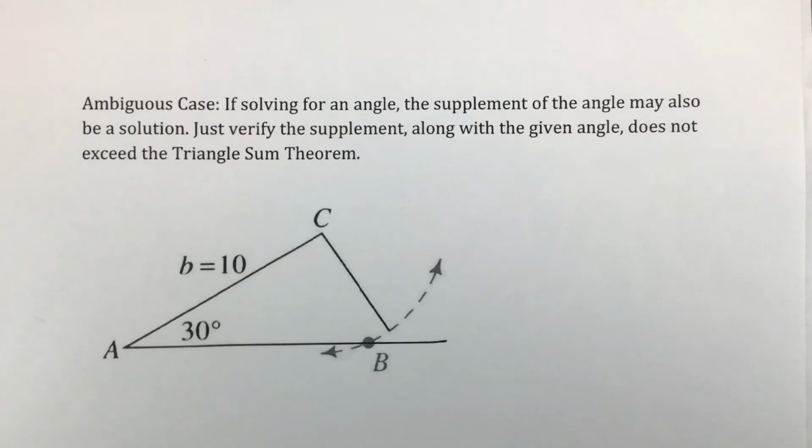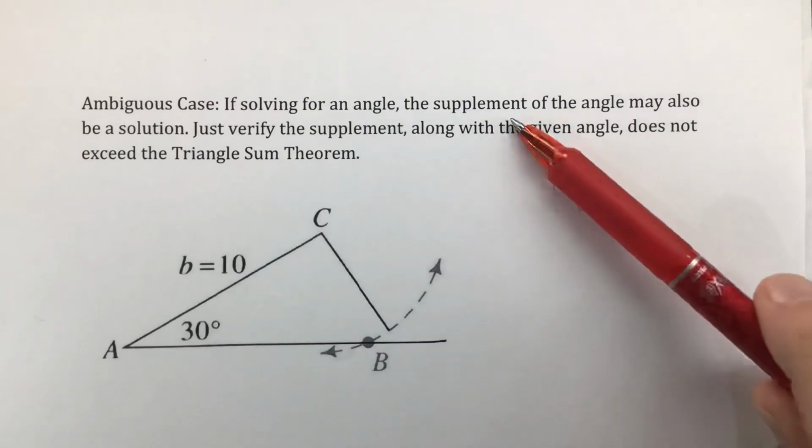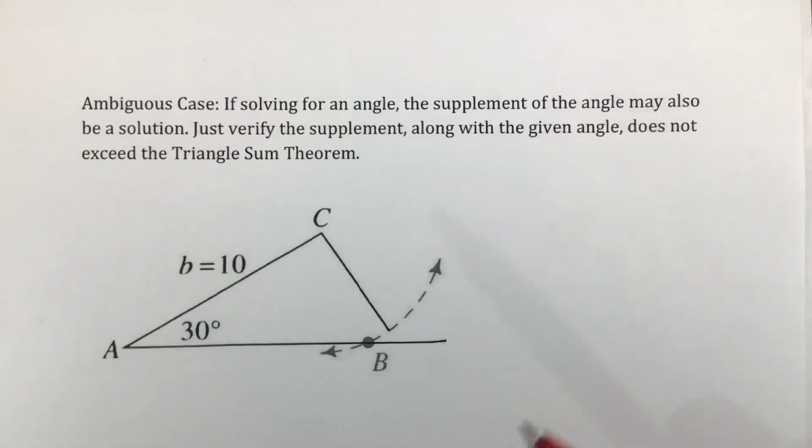But it only occurs in certain situations, and there's a really easy way to determine whether or not you actually have that happening. And it's also really easy to figure out what the other answer would be. So it's just this little final check that you have to do. Okay, so if you're solving for an angle, the supplement of the angle may also be a solution. So suppose we already do the law of sines and we come back with an answer that's like, I don't know, 70 degrees. Then 110, which is a supplement, might also be an answer.